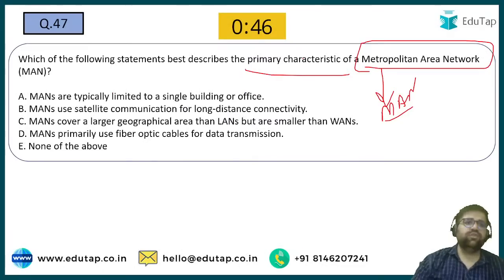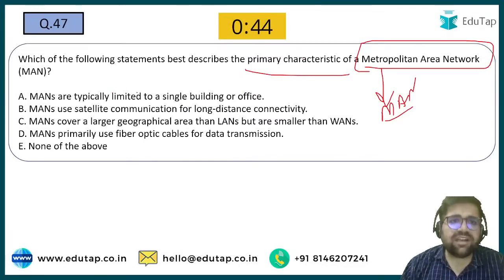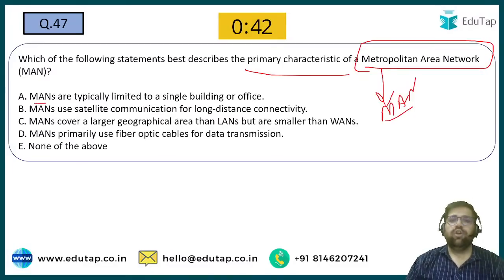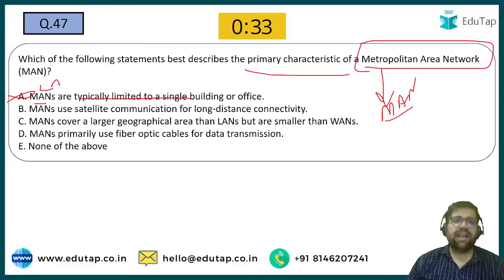Okay, now let's go back and solve the question. MANs are typically labeled... MANs here means what? Not the human man. It is your metropolitan area network. Is it typically aimed for a single building? The answer is no. If I write LAN, this statement will become correct, but the question is regarding MAN. MAN uses satellite. This is also incorrect. Why? Because we use a wide area network, which is your internet, for satellite purpose.